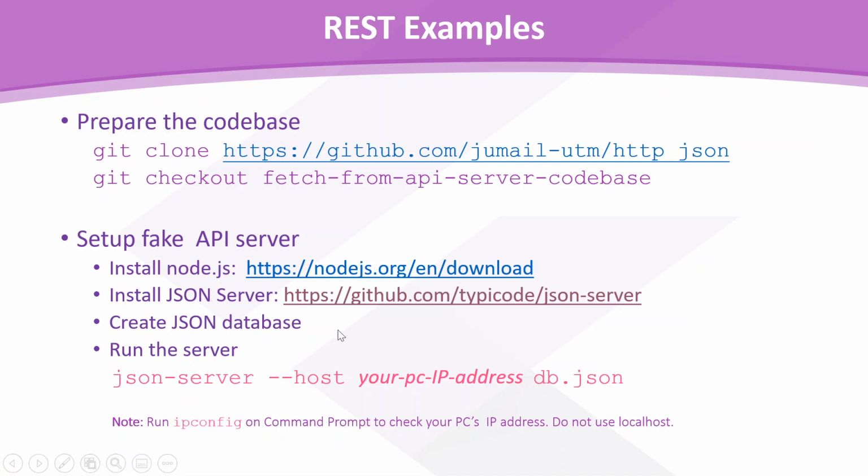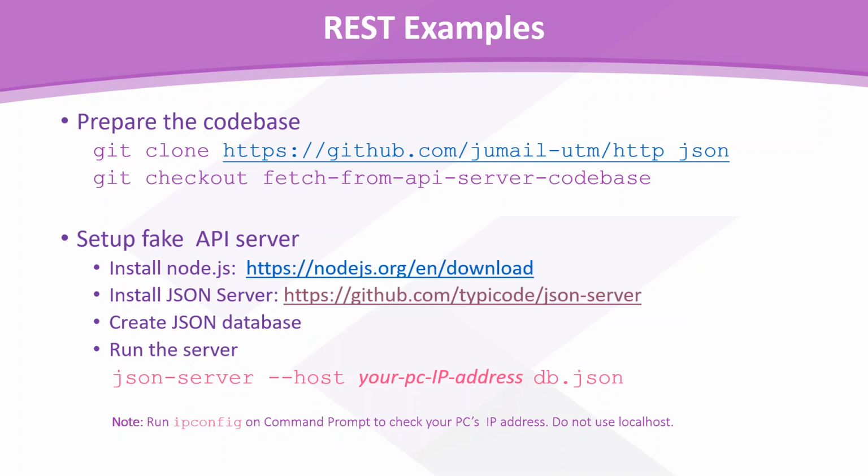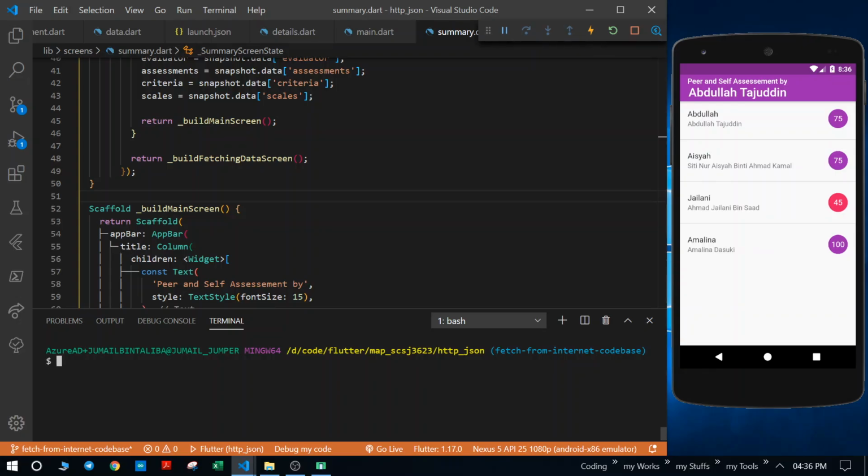Okay, let's start by checking this out first. We are going to check out another branch, but before you do that, make sure you have already committed your changes. I already did that, I just committed the changes that I made for this program. So we are going to check out another branch, which is fetch from API server.